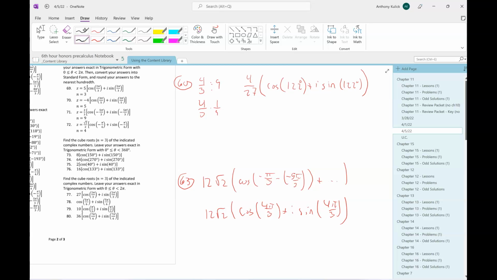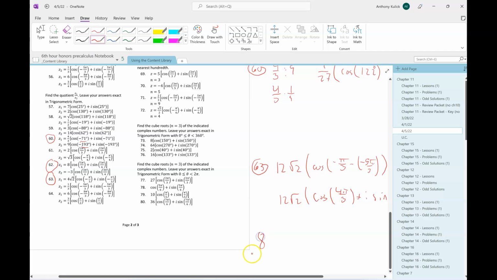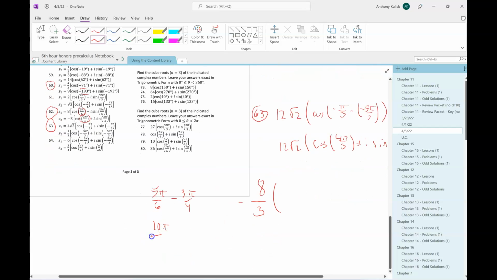Anybody else? Zach? Can you just do another one in that section? Like 62, I guess. Okay. I mean, we've done 60 already. So again, I'm going to have 8 divided by negative 3. And then we just have to subtract these. So 5 pi over 6 minus 3 pi over 4, making a common denominator. So the result is pi over 12, and I'm done.